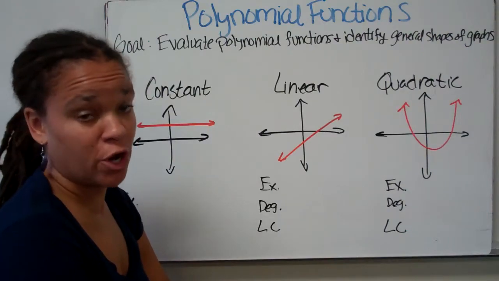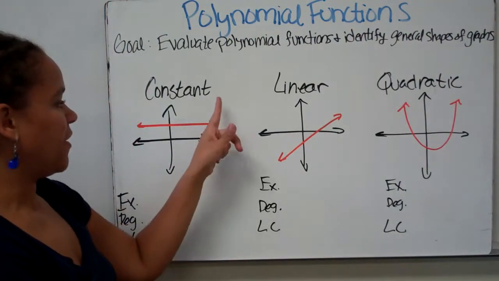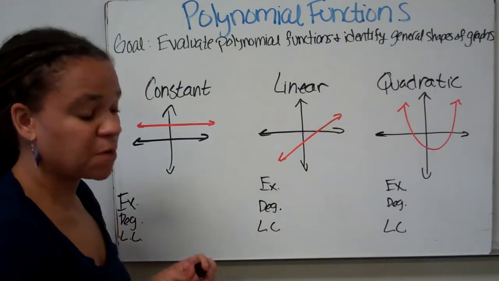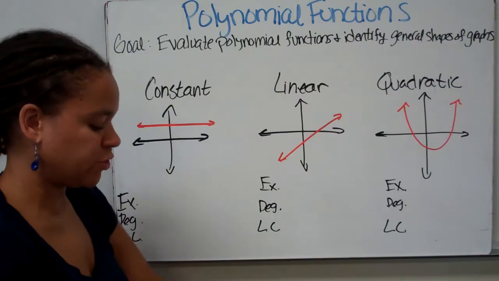These are the ones that you should know off the top of your head: what a constant graph looks like, what a linear graph looks like, and what a quadratic looks like. And I'll put a couple of examples so you'll know maybe what the equations would look like as well.